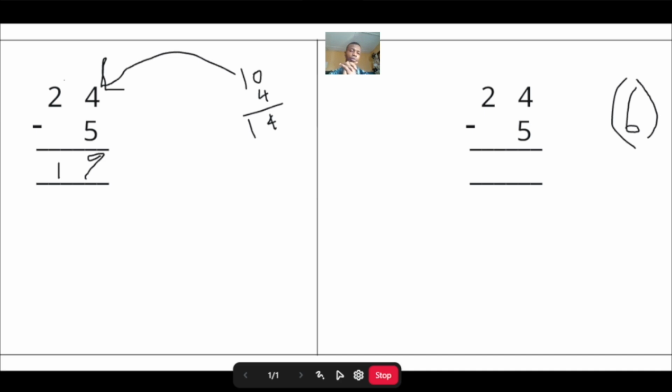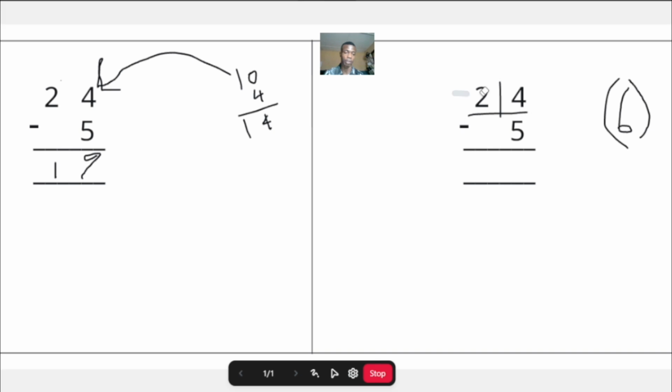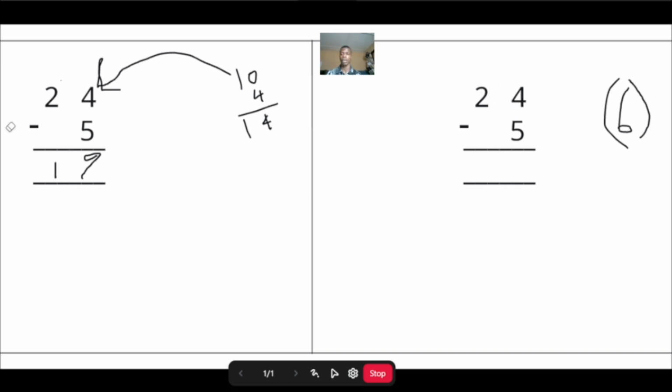So, what do we have here? Now, you have 24 minus 5. It's very important: we're working in base 6, so no number can be higher than 5. So let's get started. Let's get down to work.